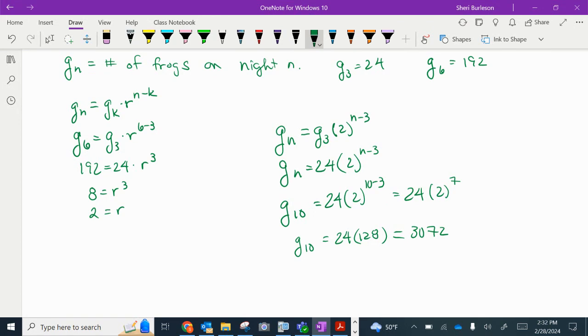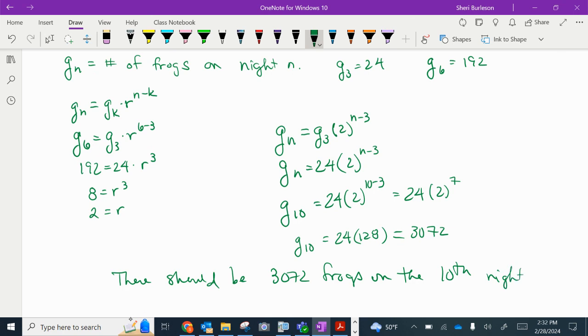Am I done? No. What do I need to do? Okay, there should be 3,072 frogs on the 10th night in Mrs. Burleson's pond. Does that make sense?